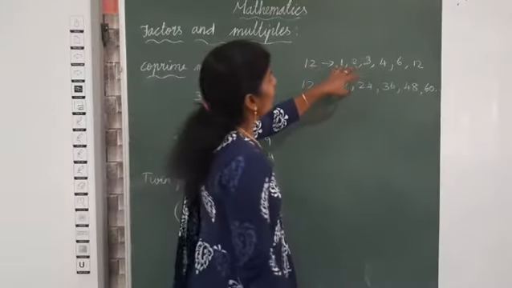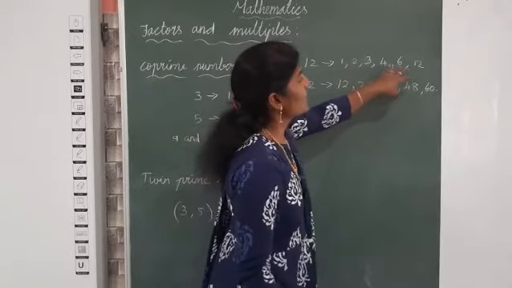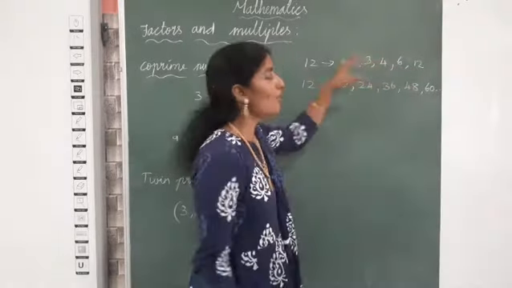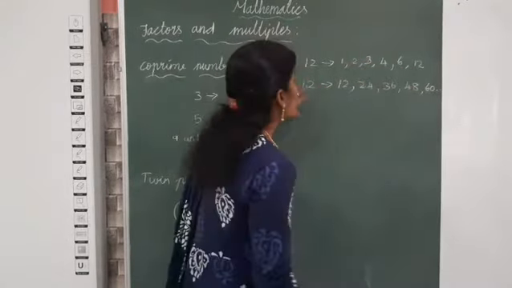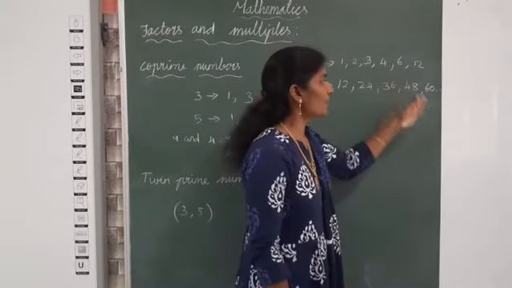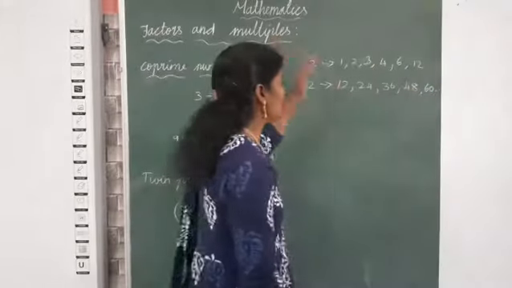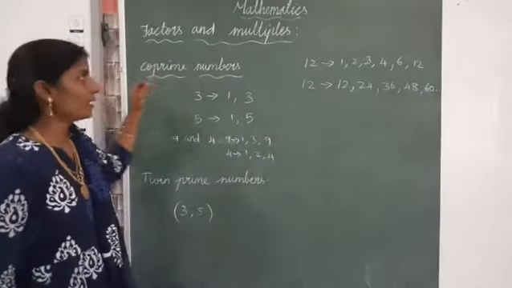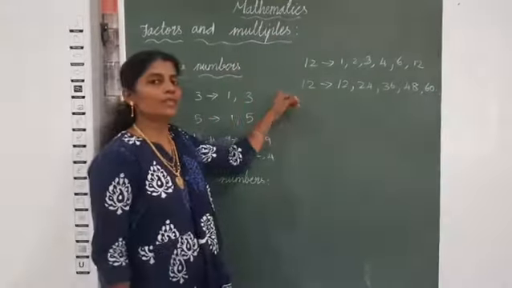Now here, 1, 2, 3, 4, 6, 12: these are the factors of 12. Multiples of 12 means 12, 24, 36, 48, 60, etc. These are the multiples of 12. Okay. Understand what is a factor, what is a multiple?